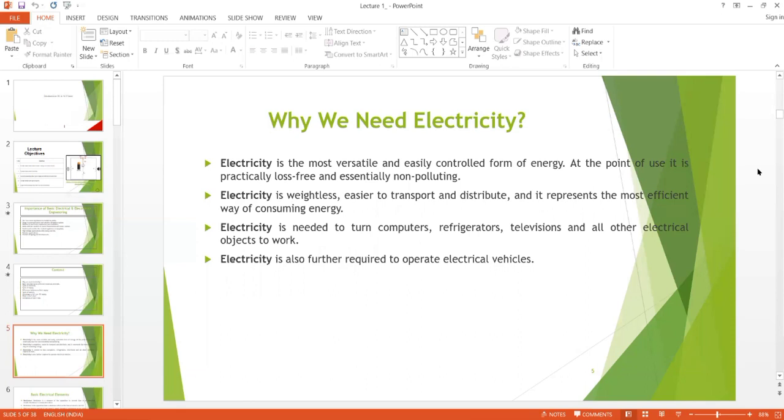We have generators, we have alternators. When I talk about generators, they are generating DC supply, and when I am talking about alternators, they are generating AC supply. That is very, very important. You have to understand. Okay, so we also require electricity to turn on our computers and refrigerators, right?